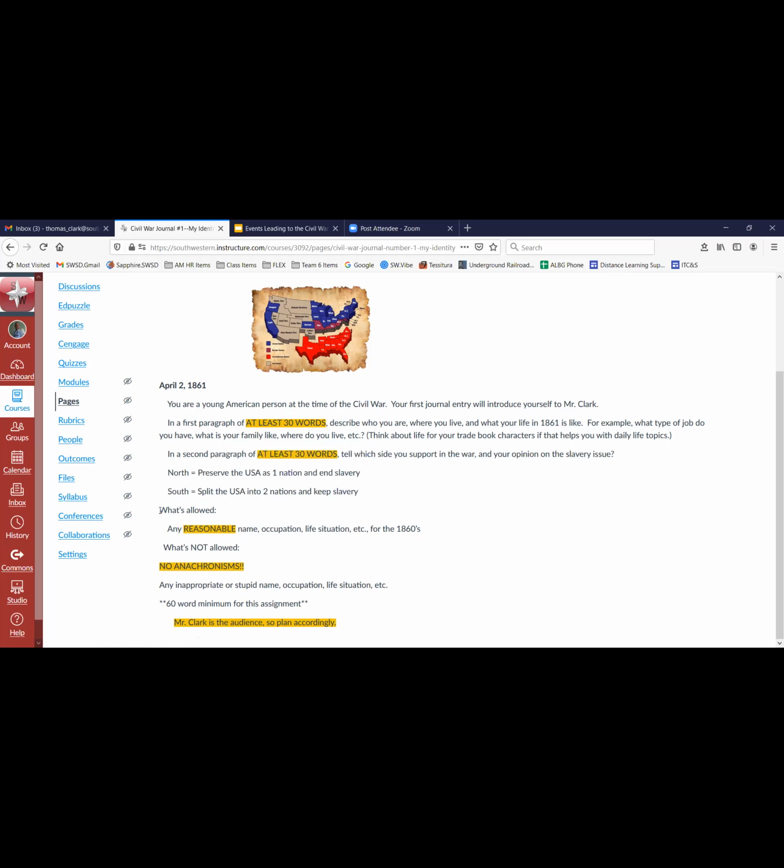A couple of things as hints. What's allowed? Well, any reasonable name. If you want to make up a different name than your own, that's fine. Any reasonable occupation or life situation for the 1860s. What's not allowed? Well, you want to stay away from anachronisms. We've learned that word once before. Something that doesn't fit into the time period.